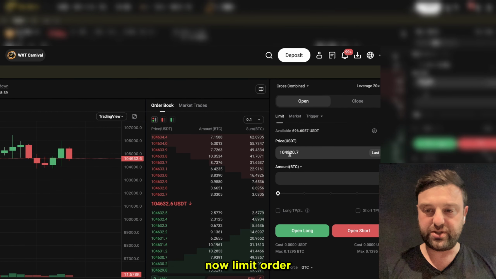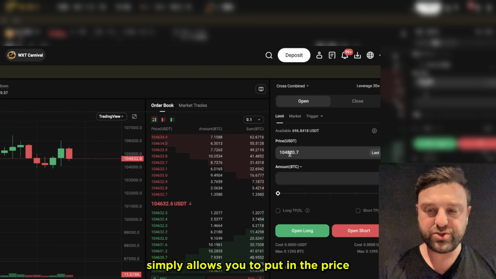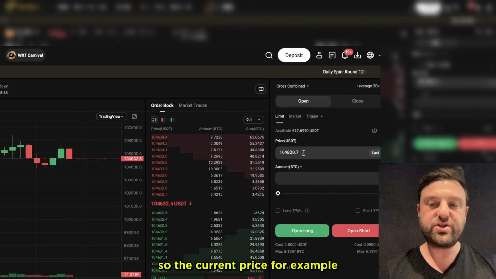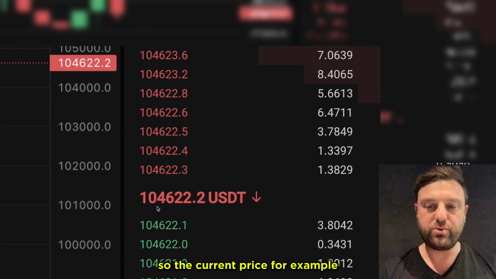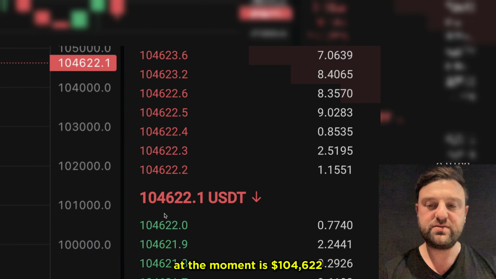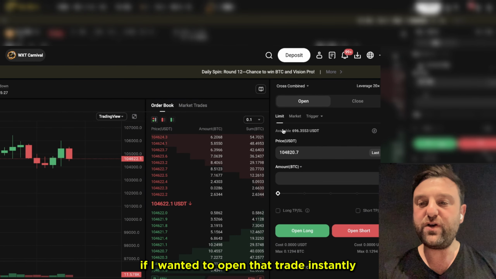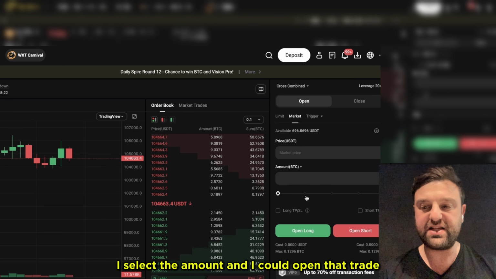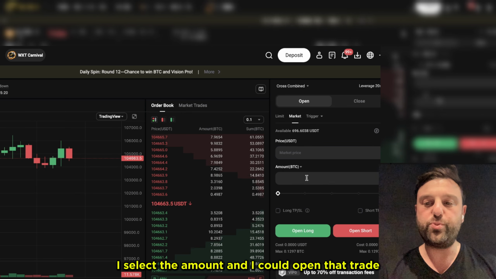Now, limit order simply allows you to put in the price that you want to open your trade at. So the current price, for example, at the moment is $104,622. If I wanted to open that trade instantly, I would use market. I select the amount and I could open that trade.